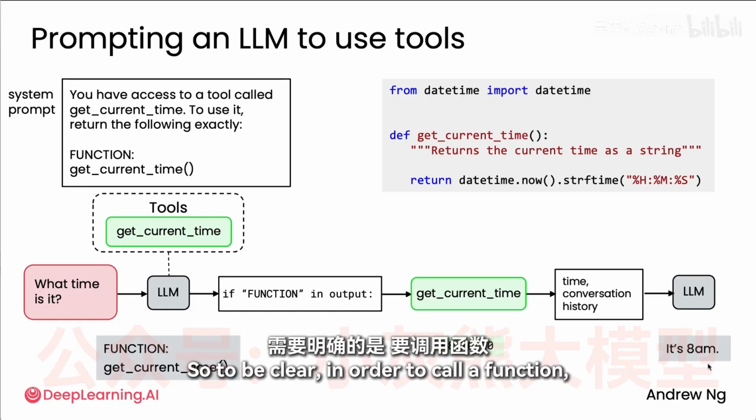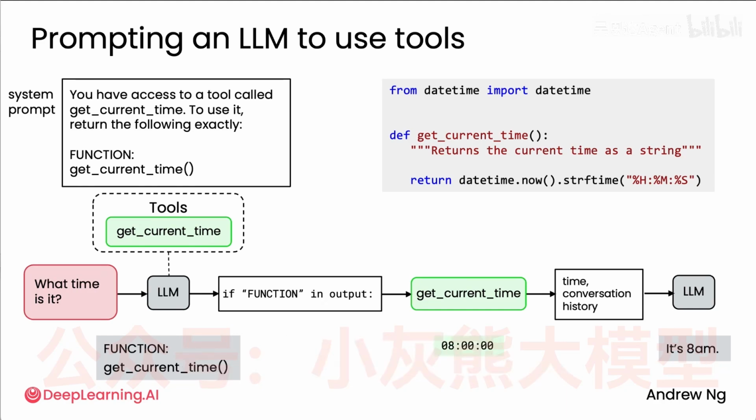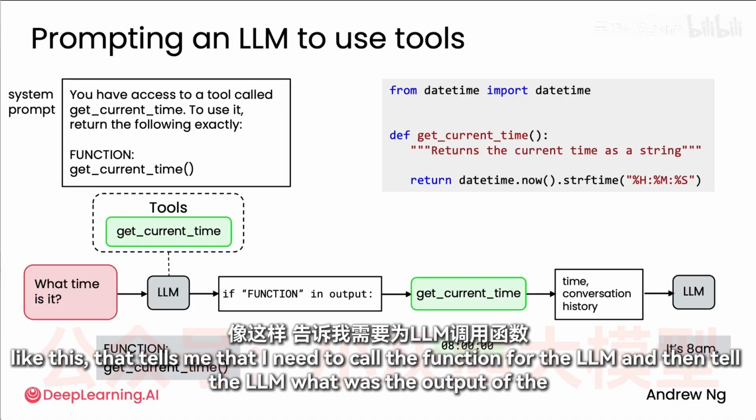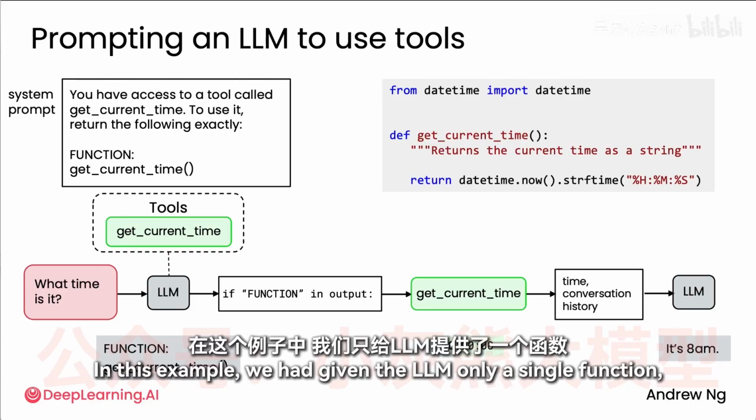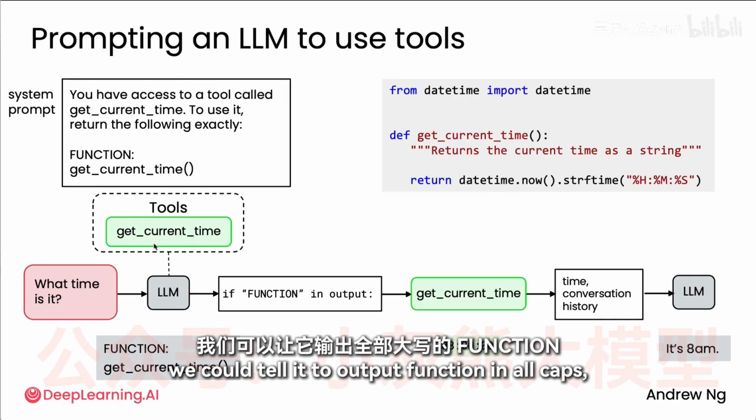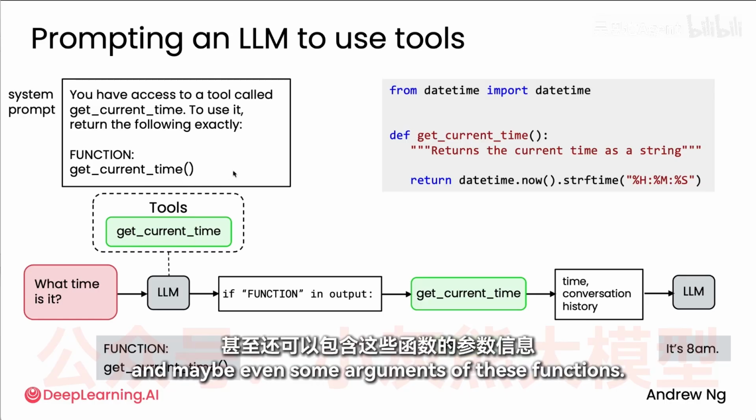So to be clear, in order to call a function, the LM doesn't call the function directly. It instead outputs something in a specific format like this that tells me that I need to call the function for the LM and then tell the LM what was the output of the function it had requested. In this example, we had given the LM only a single function, but you can imagine if we gave it 3 or 4 functions, we could tell it to output FUNCTION in all caps, then the name of the function it wants called, and maybe even some arguments of these functions.